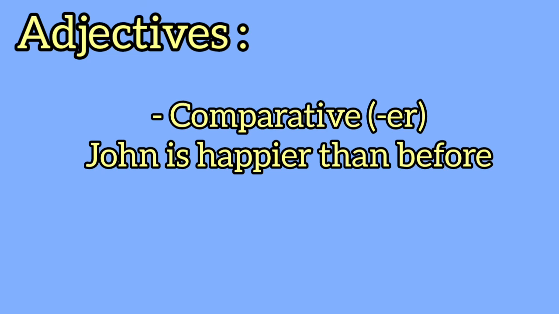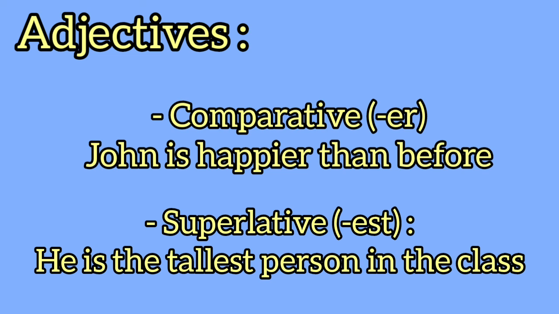In adjectives, the first is comparative, using er. For example, John is happier than before. And the next one is superlative, using est. For example, he is the tallest person in the class.